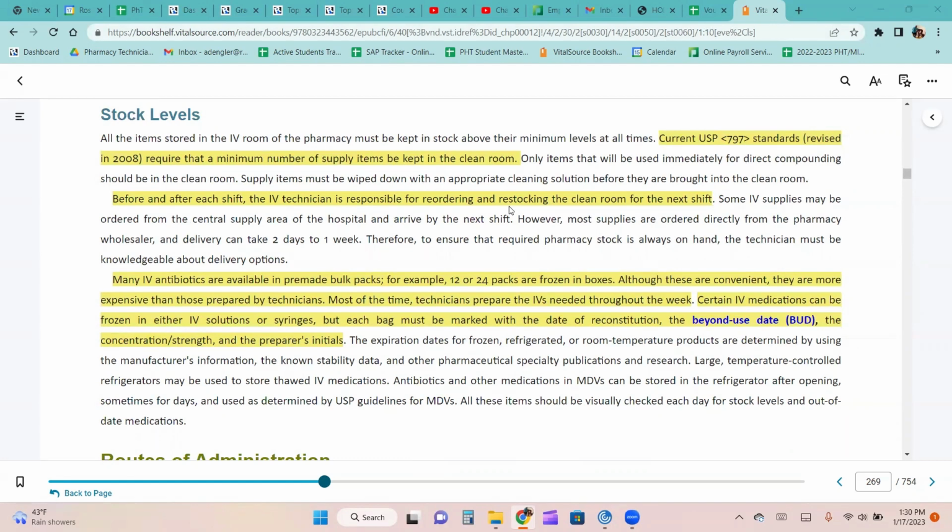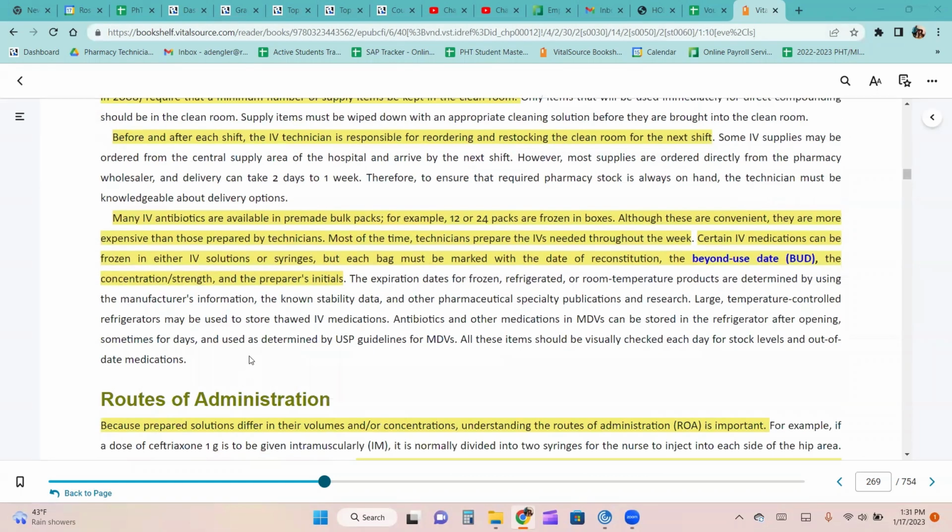Many IV antibiotics are available in pre-made bulk packs. For example, 12 or 24 packs are frozen in boxes. Although these are convenient, they are more expensive than those prepared by technicians. Most of the time, technicians prepare the IVs needed throughout the week. Certain IV medications can be frozen in either IV solution or syringes, but each bag must be marked with the date of the reconstitution, the beyond use date, the concentration strength, and the preparer's initials.